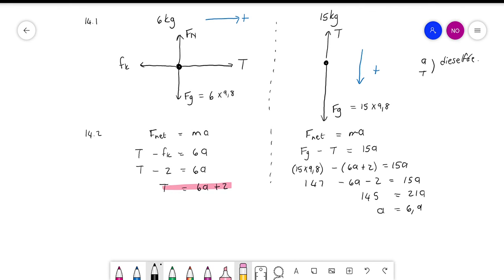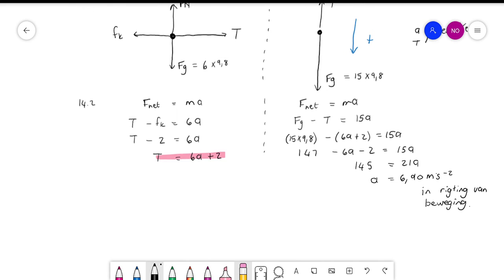6,90 meter per sekonde tot die mag min 2 in rigting van beweging. This time it's too complicated to try and say to the right and downwards, so I'm just going to say in the direction of motion. Okay, but they also asked us for the magnitude of the tension, so daarvoor gaan ek sommer hierdie ene gebruik en sê T is dan gelyk aan 6 maal 6,9 plus 2, 43,43 Newton.